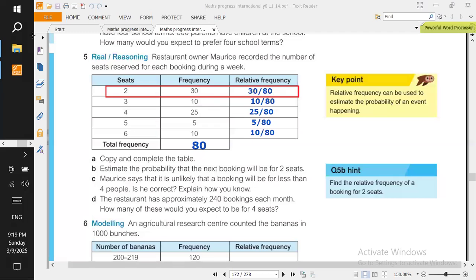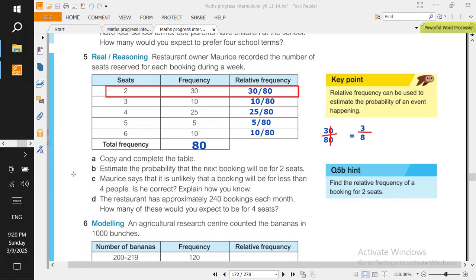30 over 80. Now, when you have it as a fraction, you have to simplify it more. So it's going to be 30 over 80. To simplify it, I can use the calculator like this. The calculator will remove the zeros together, and the final probability will be 3 over 8. So equals 3 over 8. And this is the probability of having 2 seats. Now let's move on to the next question.